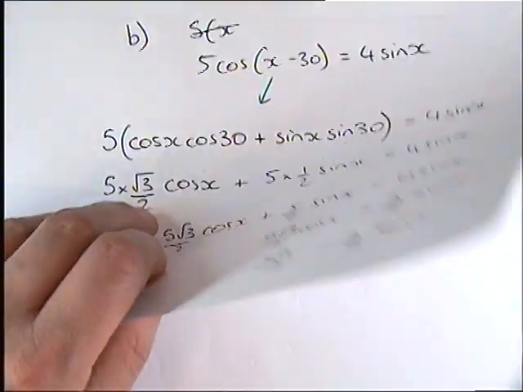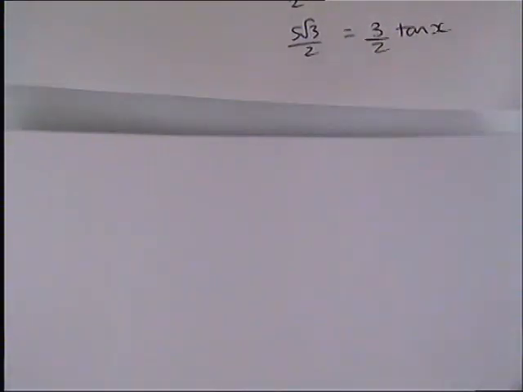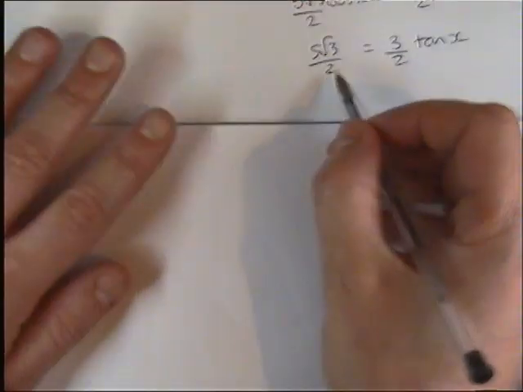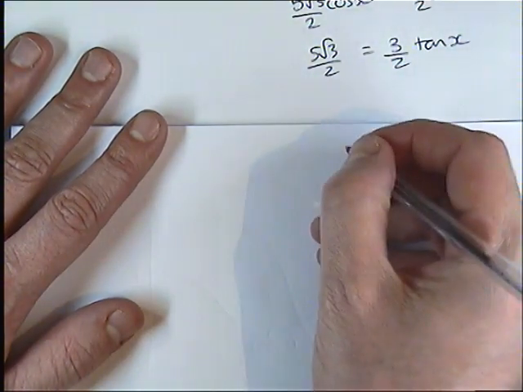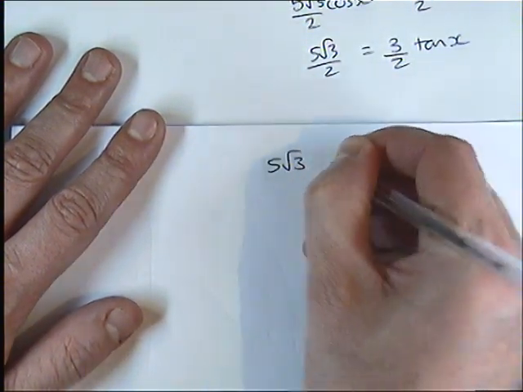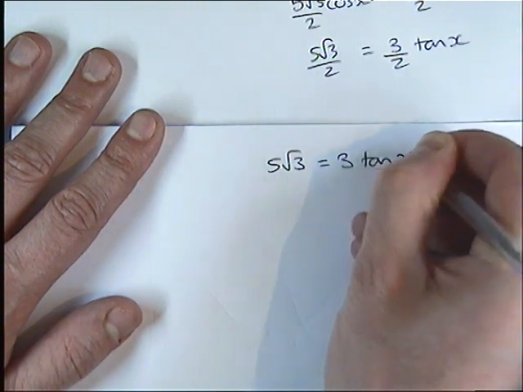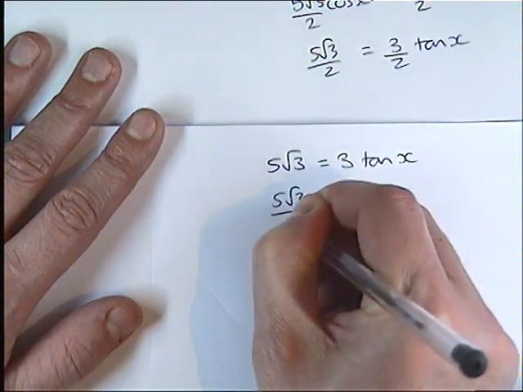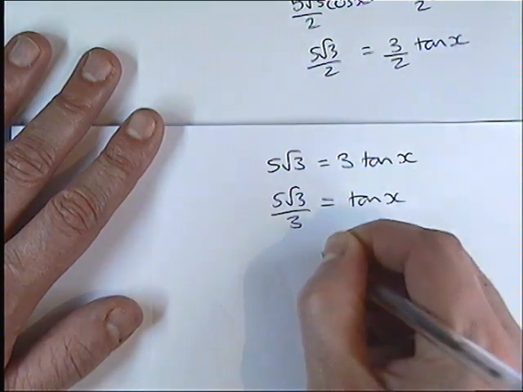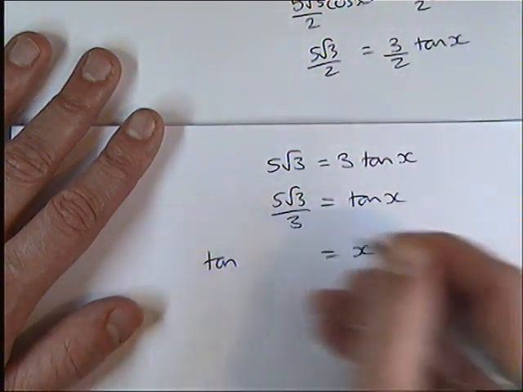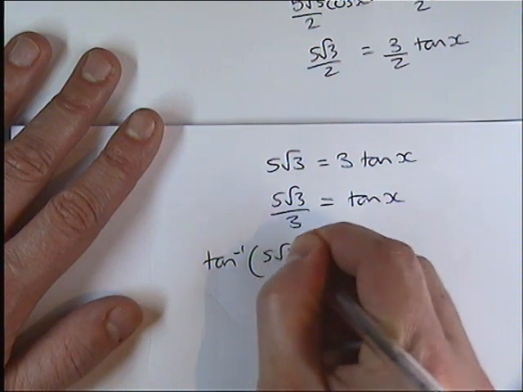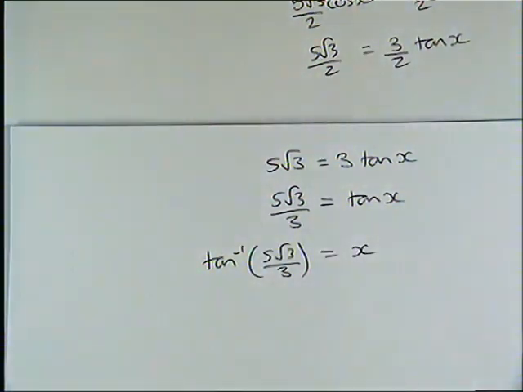I'm just going to go onto a new page quickly. So 5 root 3 over 2 equals 3 over 2 tan x. Let's double both sides. Divide by 3. And then it's the inverse tan. In that case, that gives us 70.9.